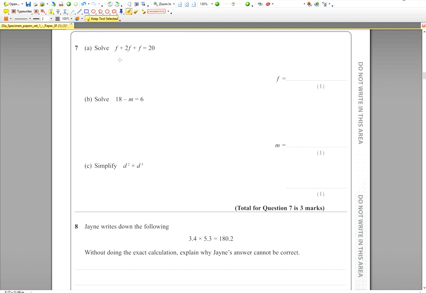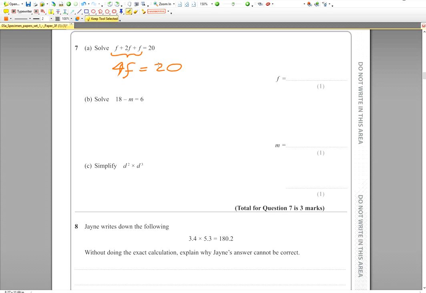So we have f plus 2f plus f gives us what? Okay, let's have Mr. Zaki. F plus 2f plus f gives what? What do these simplify down to? If I have 1f and I add 2f and I add 1f, how many f's do I have altogether? 4f. You have 4f. Well done, Mr. Zaki.